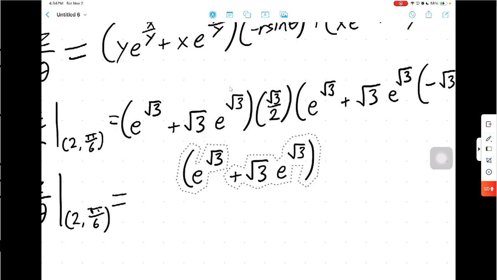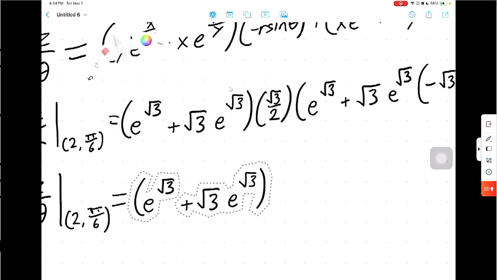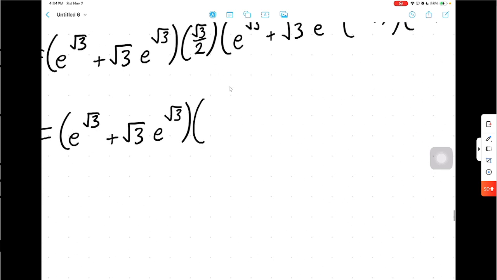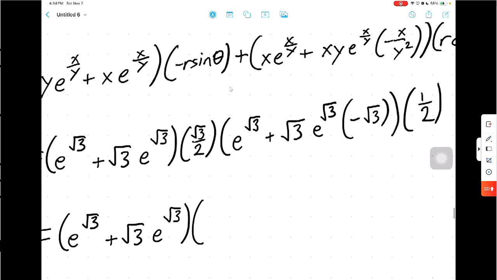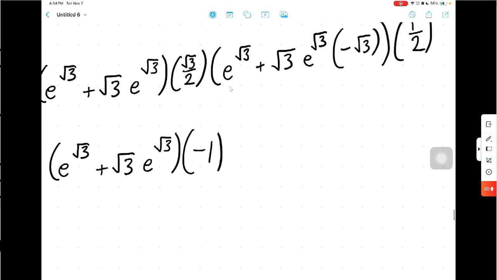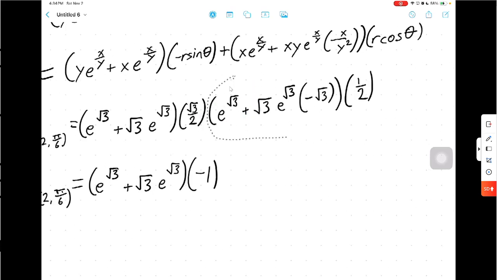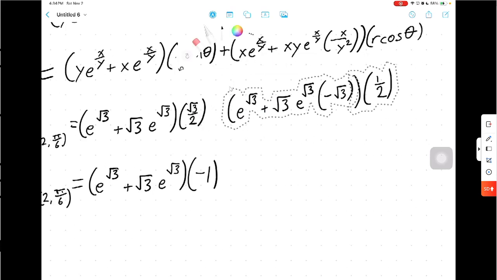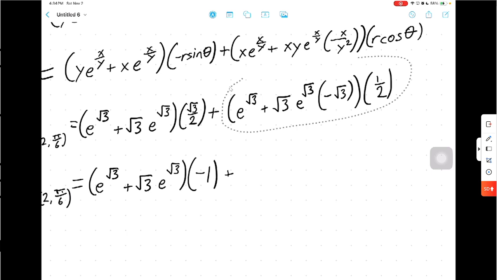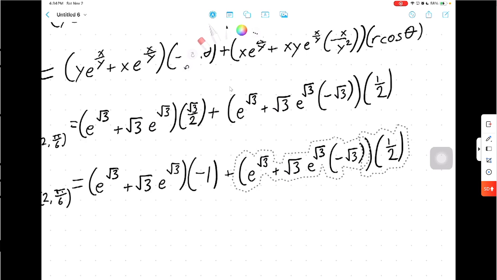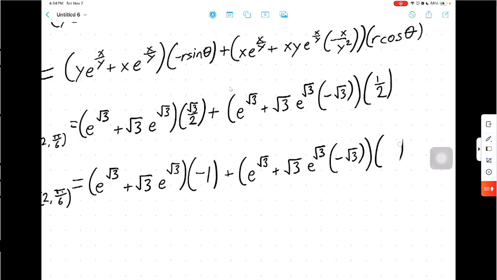Alright, and for the interest of time, I'm just going to copy paste these. Negative r sine theta, which is just going to be negative 2 times 1/2, so just negative 1. There should be a plus somewhere. I forgot a plus here. Yeah, plus. And then r cosine theta is just going to be r times root 3 over 2, or 2 times root 3 over 2, which is just root 3.